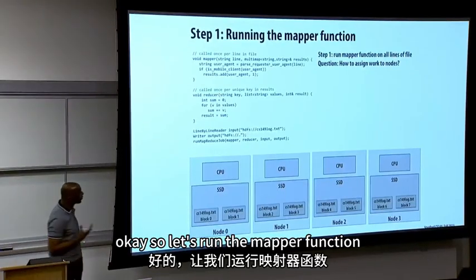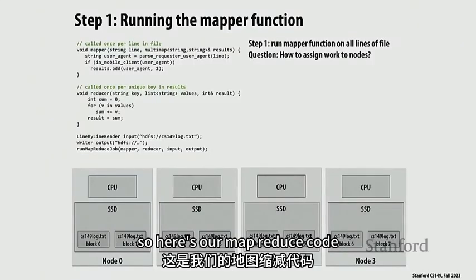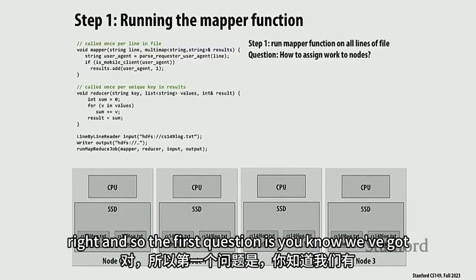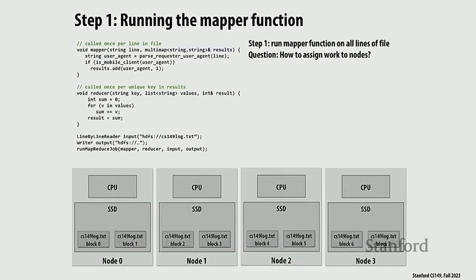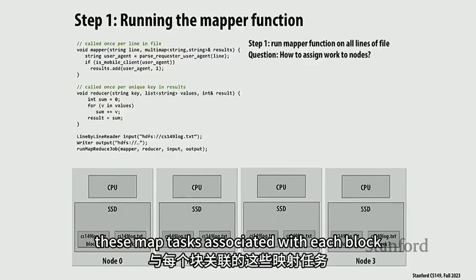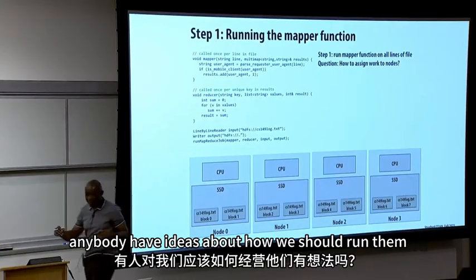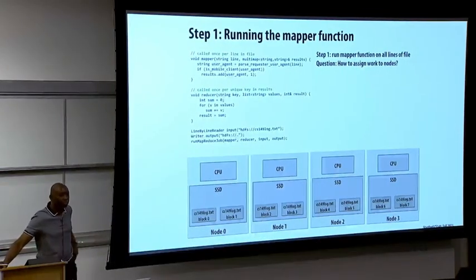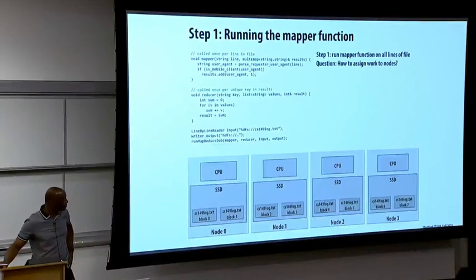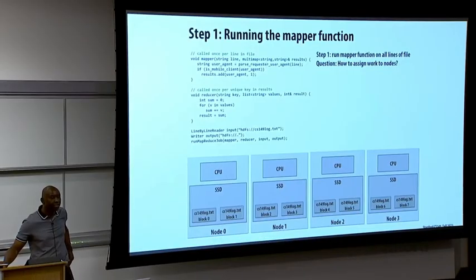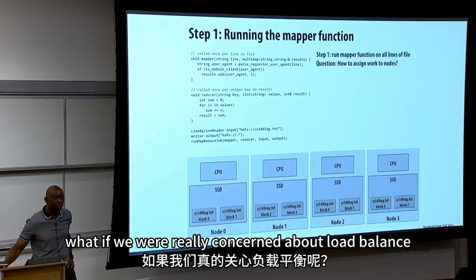Okay, so let's run the mapper function. Here's our MapReduce code, and we want to run the MapReduce job. The first question is, we've got these mapper tasks associated with each block. How should we run them? Anybody have ideas? One idea is to run them on the same node as the block. How do we make sure things get load balanced? What if we're really concerned about load balance? What would we do?